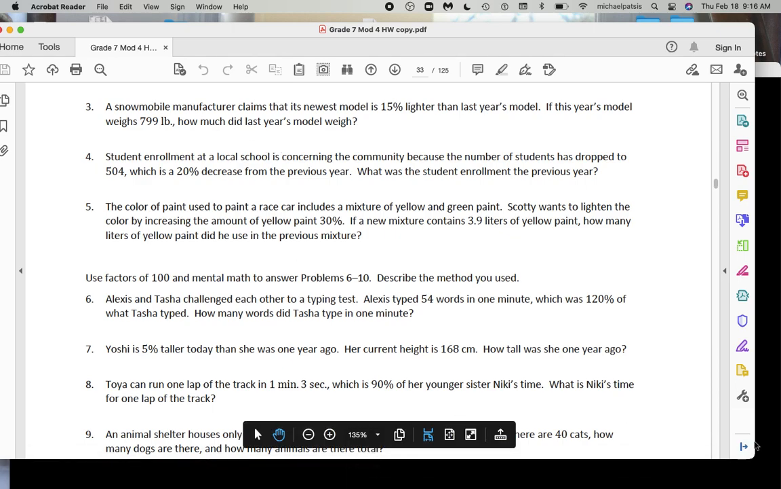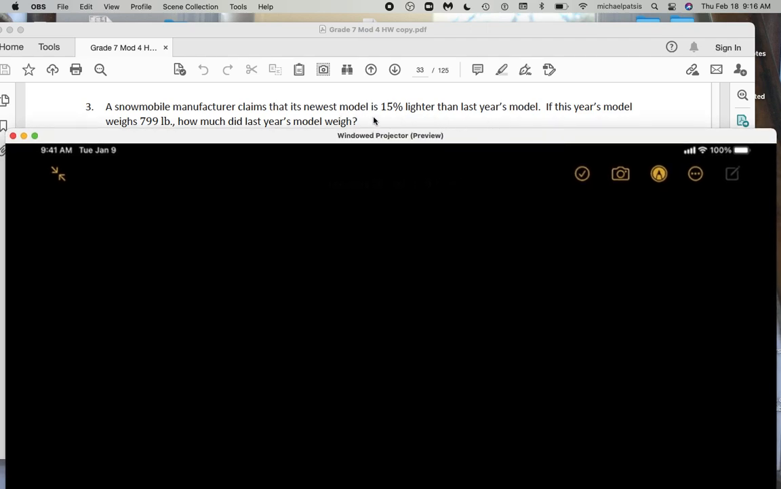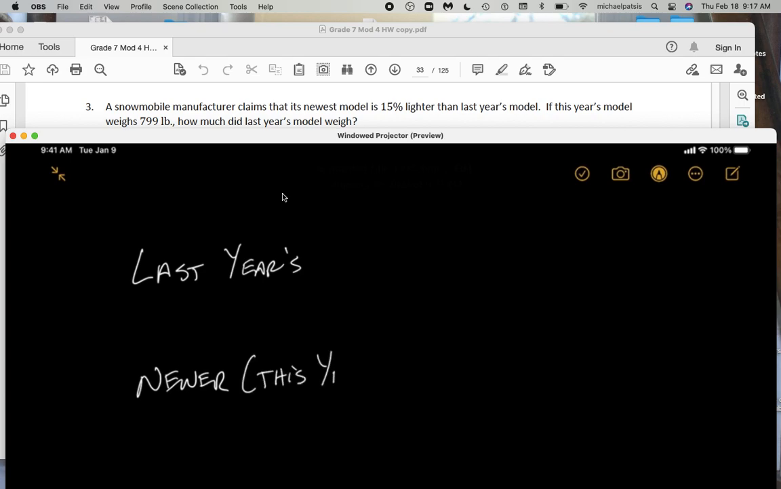A snowmobile manufacturer claims that his new model is 15% lighter than last year's model. So whenever I do these problems, I always put the heavier or the bigger or the more plentiful variable on top. Okay, so if the new model is lighter than last year's, I put last year's on top, and I put the newer model, which later on they refer to as this year's model, on the bottom, because I know it's lighter.